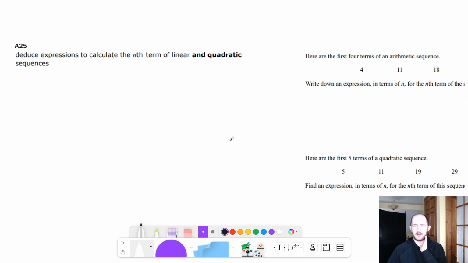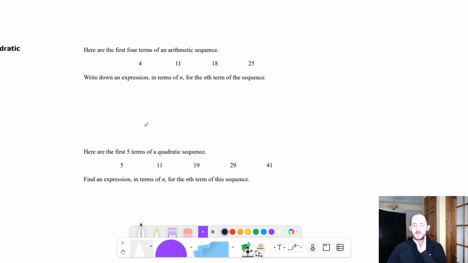Deduce expressions to calculate the nth term of linear, and then if you're higher, quadratic sequences. So I'm going to show you 2 equations, and the reason why I'm going to show you equations is because they take a lot of the guesswork out of doing sequences. I always kind of just disliked sequences when I was in school because there was a lot of guesswork. But when I got into A level, there are actually equations we can use for both of these, which make our lives a lot easier.